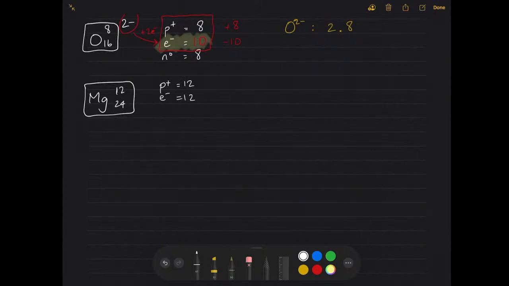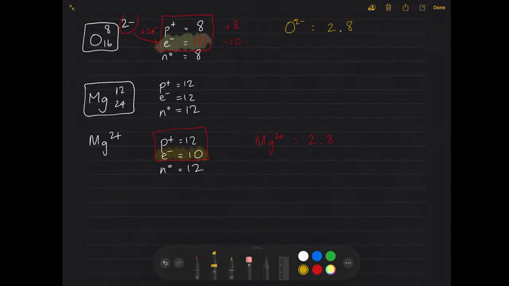Protons, electrons, 12, 12, and then neutrons are also 12. Let's go across to Mg2+. We've lost 2 electrons to get 10. Job done. Which means when we're drawing out the electron configuration, Mg2+, it's 2 and 8. Job done.